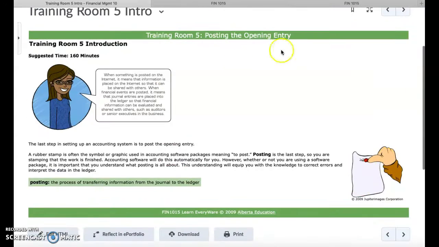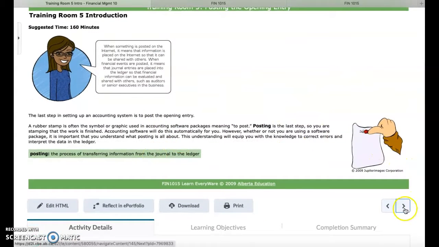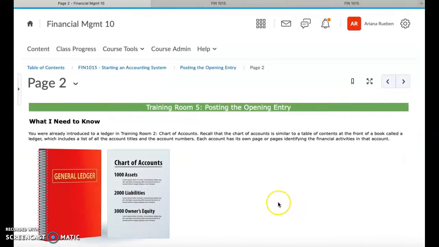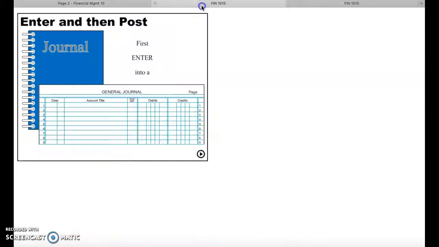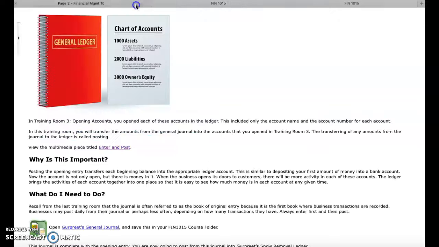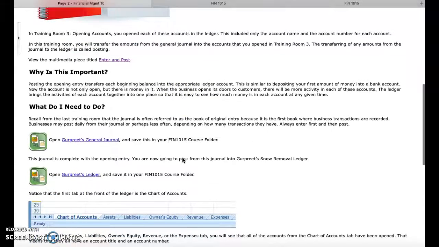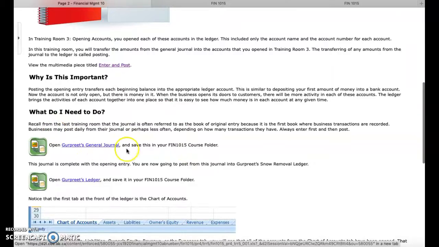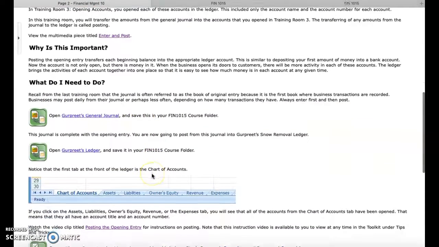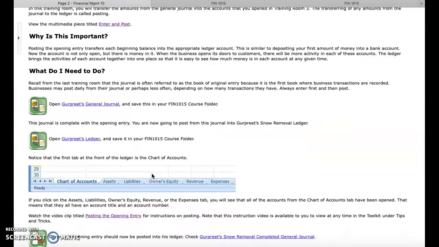Training room number 5, you should be quite familiar with this little lady so far. I hope you are all using Safari because it's very important, otherwise you won't get these videos that show you different cues in ordering and posting to your journals, for instance. This week we are going to be doing Gurpreet's general journal and his ledger, and we are going to be posting to his ledger.